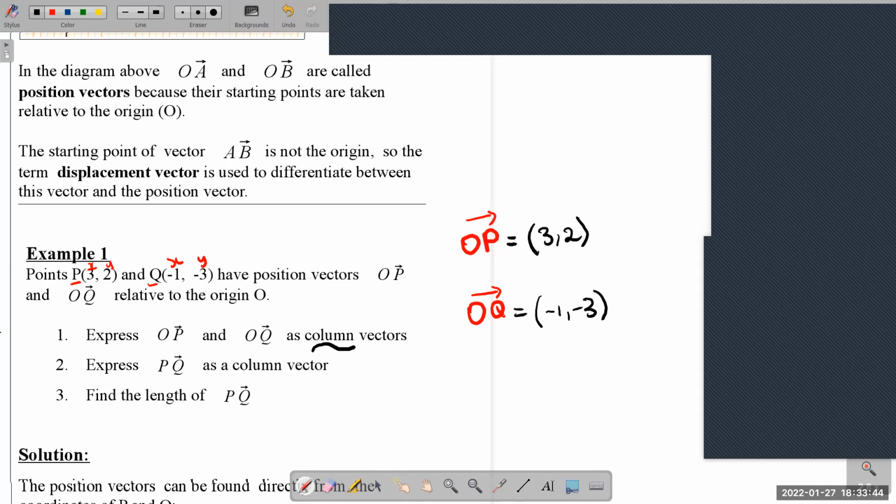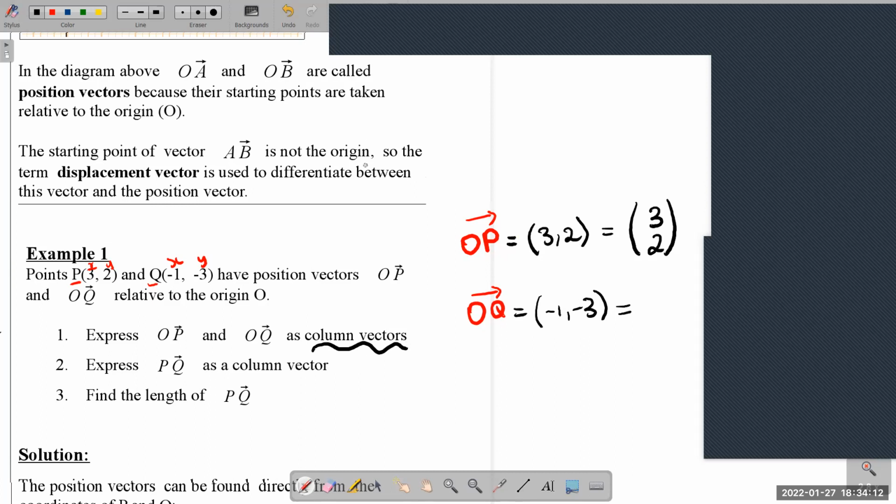As column vectors. Remember, we spoke about that? All we need to do is turn it vertically. So instead of it being horizontal, instead of 3 next to 2, how is it going to look? 3 on top of 2. This is a very common question CXC asks. Everybody see now? Because this is simple. It's pretty easy, but you just got to understand what you're doing and why you're doing it.